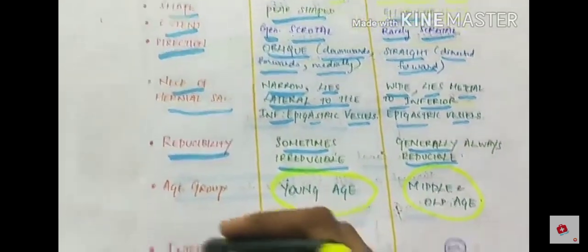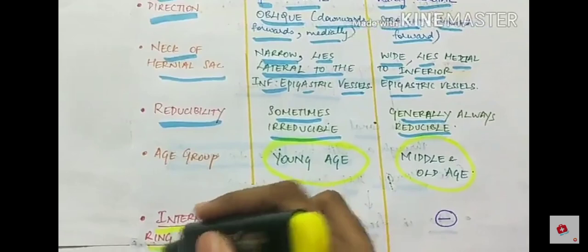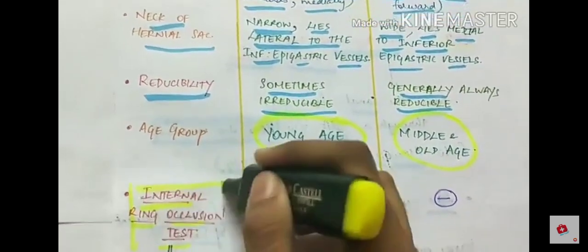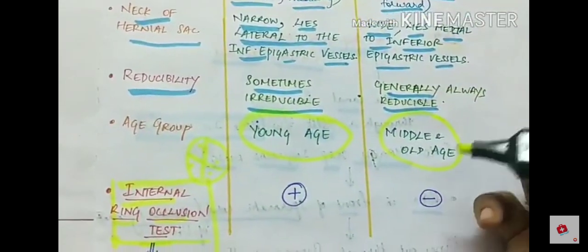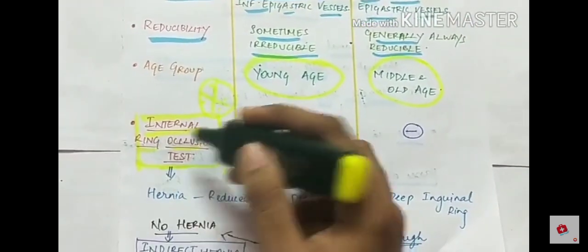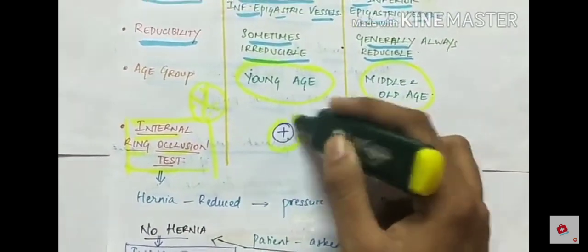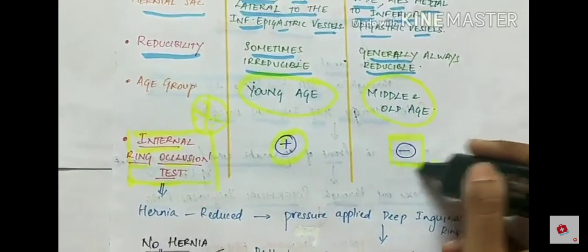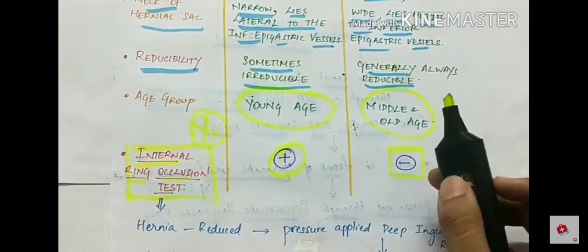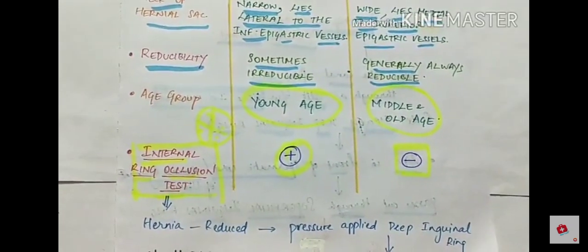Next is internal ring occlusion test. This is important to differentiate between indirect and direct inguinal hernias. The internal ring occlusion test is positive in indirect inguinal hernia, but it is negative in direct inguinal hernia. What is internal ring occlusion test?